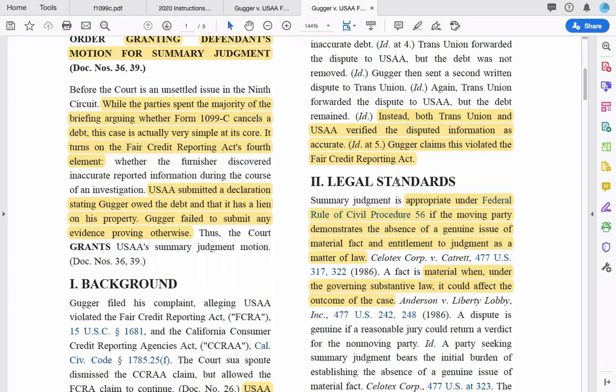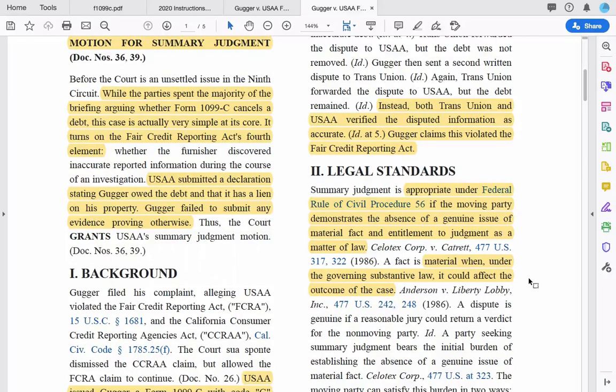And a summary judgment is just a request by either party that the court not submit either the entire case or part of the case to a jury, but instead just summarily enter judgment in their favor. And so the moving party, that's the one that asked for it, that would be the bank, demonstrates the absence of a genuine issue of material fact and entitlement to judgment as a matter of law. Well, what does that mean? A fact is material when under the governing substantive law it could affect the outcome of the case.